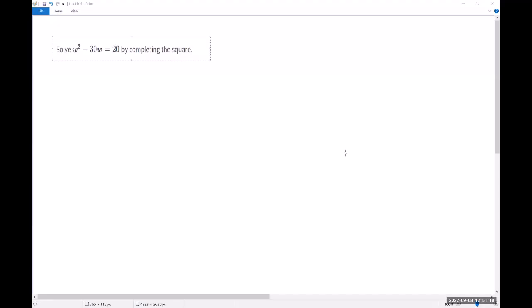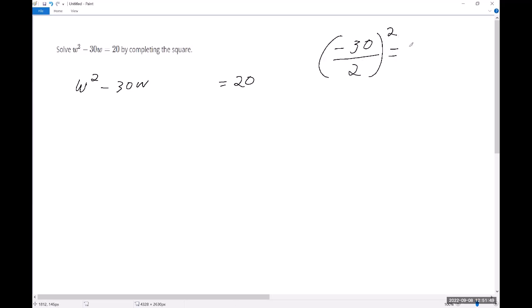All right, here's another one that requires us to complete the square. So I'm going to copy the problem. And I like to leave some space for whatever we're going to add and subtract, which is how I approach it. But we've got to take that negative 30 and divide by 2 and then square it, right? So this is going to be negative 15 squared, which is 225.